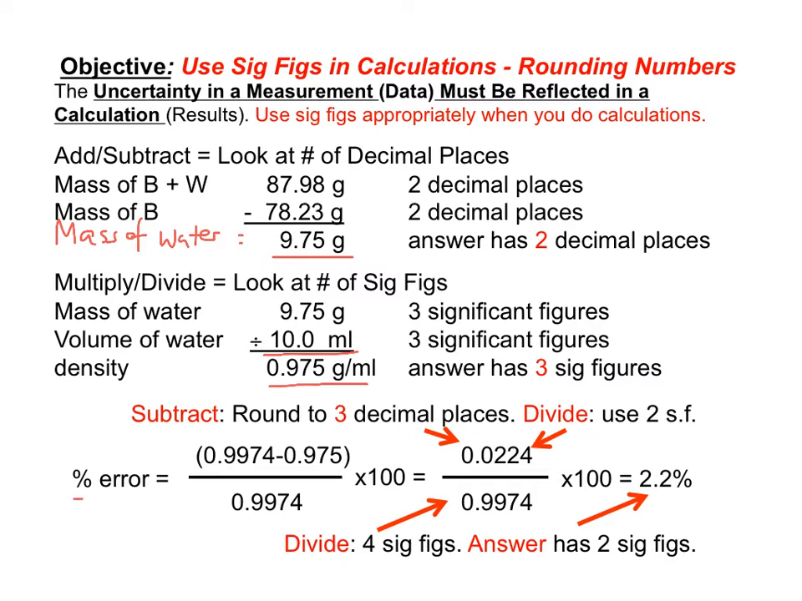Percent error tells us how close we got to the true value. So the true density of water is 0.9974 grams per milliliter. Our experimental density is 0.975 grams per milliliter, so our percent error is 2.2%. Note that when you subtract, you round to 3 decimal places, but that third decimal place only has 2 significant figures. And then when you divide, you have 2 significant figures in the numerator, 4 in the denominator, so our answer should have 2 significant figures. The other important thing is note that this number is an intermediate calculation, so do not round that number until you get to your final answer.